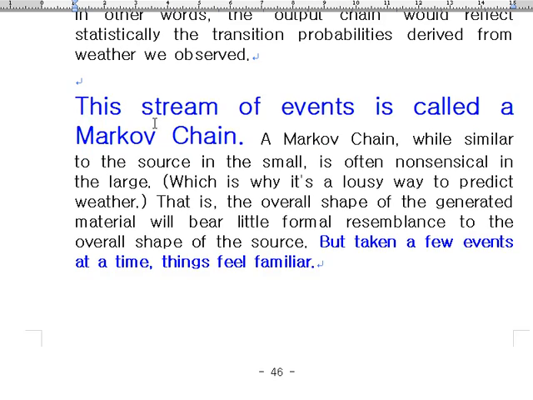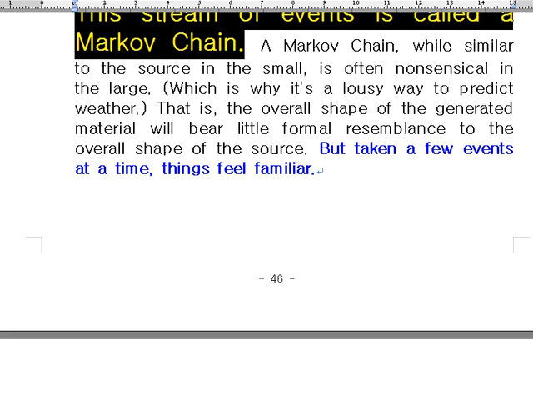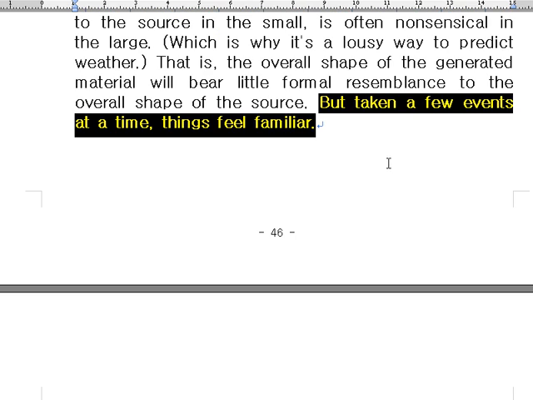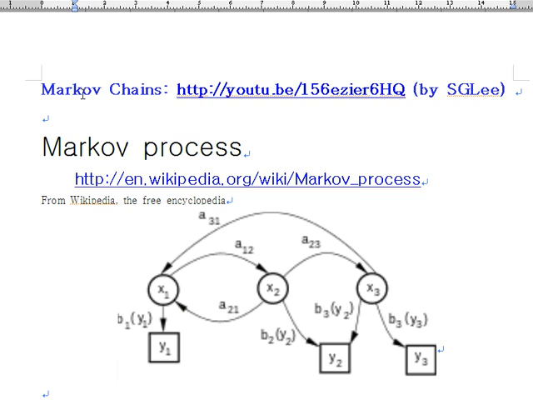This stream of events is called a Markov chain. Taking a few events at a time, things feel familiar like this. Here you may listen to the lecture that I have given on Markov chains.